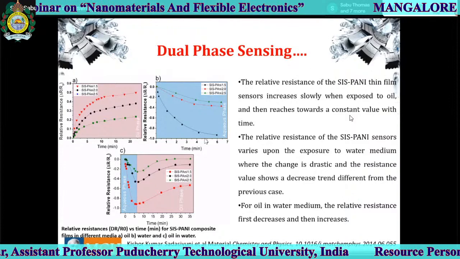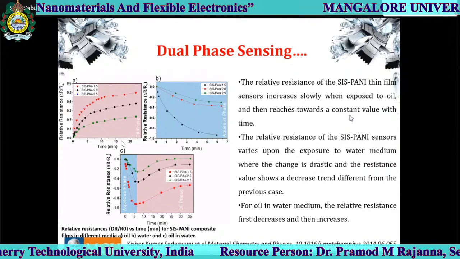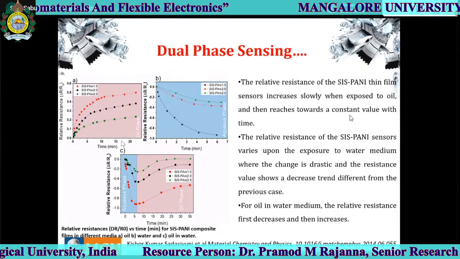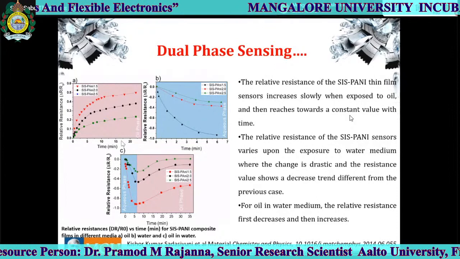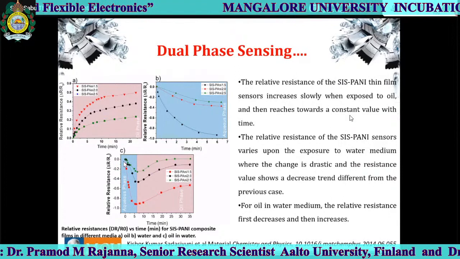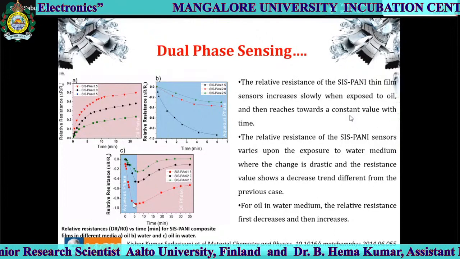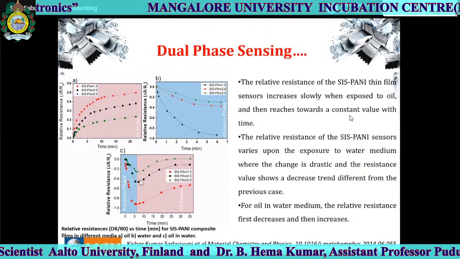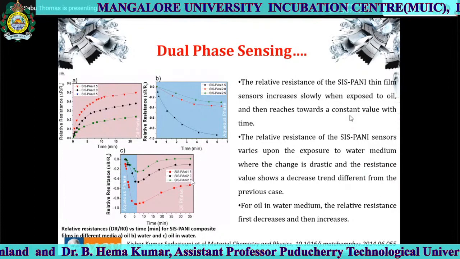Now the question arises, suppose you have a mixture of water and oil, can we detect? Yes, look at this data. Our flexible rubber nanocomposite is put into oil and water. When you put it into oil and water, the question arises, which is going to diffuse first? Water is a small molecule, viscosity is low. So water gets into the system. Water is taken by the PANI. What happens? It becomes more conductive because PANI is protonated. After a while, the oil starts getting into the system. When oil gets into the system, the rubber expands and the conductivity is destroyed. You see the resistance goes up. So we are able to detect water. We are able to detect presence of oil. So we have made dual phase sensing.